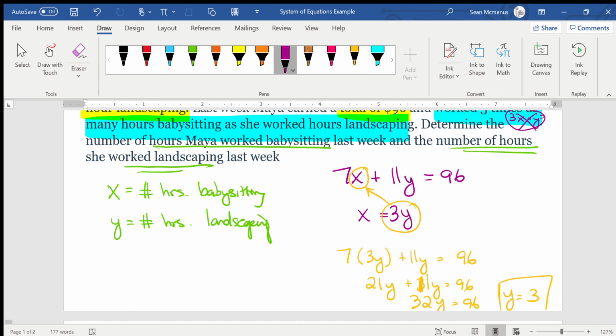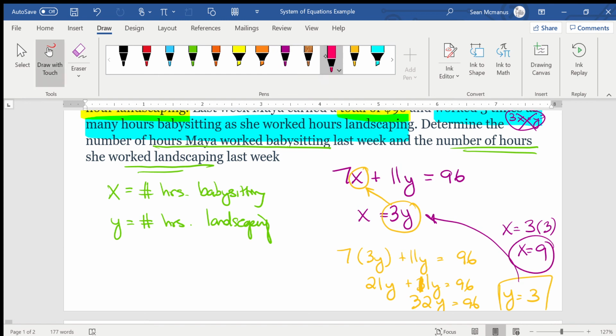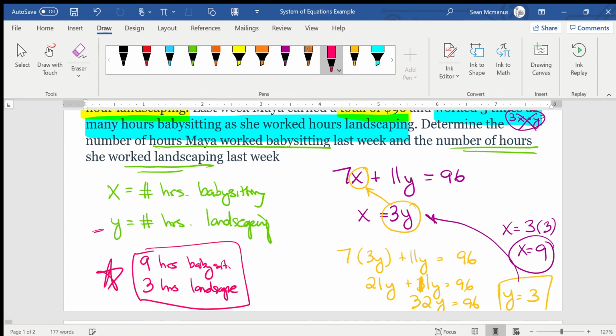Now I need to take that and plug it into this equation. So I know x equals 3y and the y is 3. So x equals 9. So kind of my final answer here, depending on how it asks me to type it in, x equals 9. So that means she worked 9 hours babysitting, and y equals 3, right? And y is the number of hours landscaping. So 3 hours landscaping. That's my final answer.